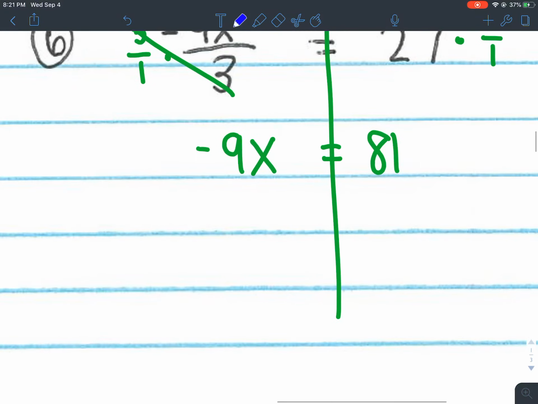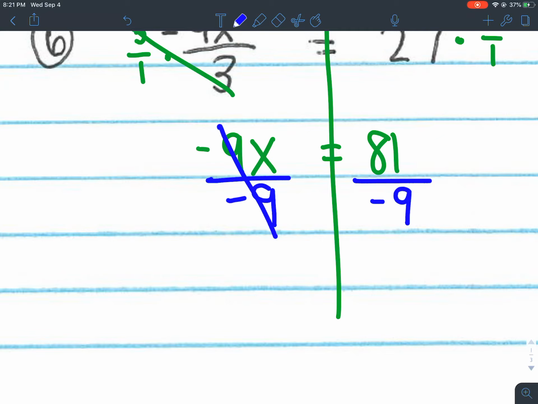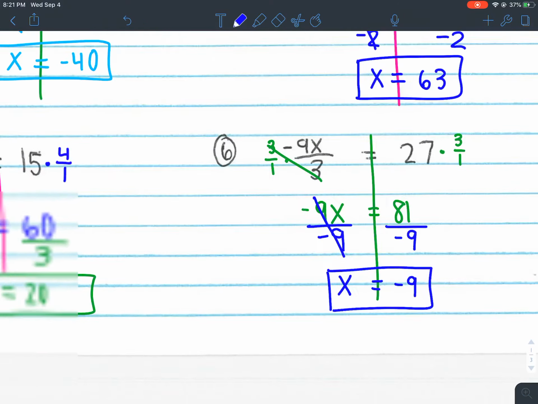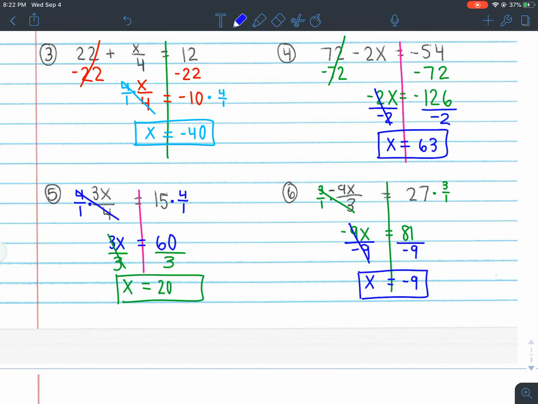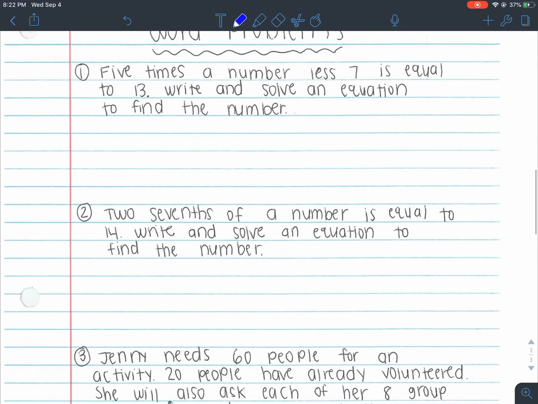Okay, and the next step here is we're going to divide by negative 9 because it's connected by the operation of multiplication there. So negative 9 divided by negative 9 is 1, so I just have an x left over. 81 divided by negative 9 is negative 9. So there we go. All right, on the next part of the notes, it's all word problems.